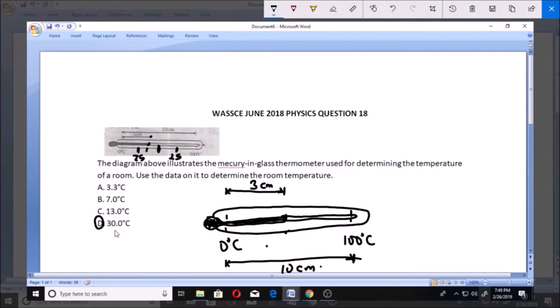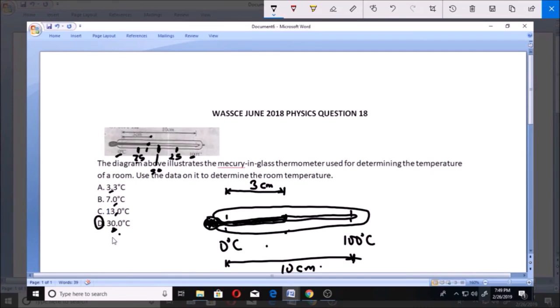So from this sketch we can say that the room temperature here is 30 degrees from the reading here. If you divide this, because this is 100 and this is 0, into 2, you have 50 here. So half of 50 is 25, and the reading here is just above this 25, so it should be around 30, because it cannot be this too small.